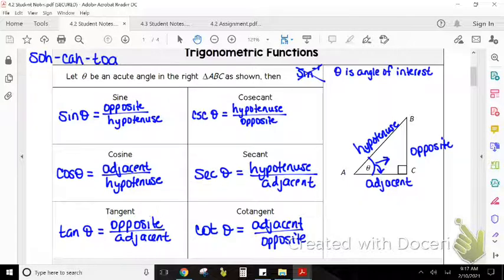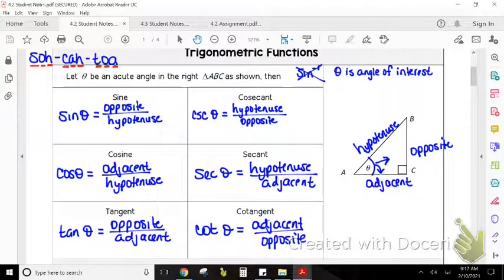So we can see that sine is opposite over hypotenuse, cosine, the C, is adjacent over hypotenuse, and tangent is opposite over adjacent. And then you just have to remember the reciprocal ones, meaning that we're just going to flip those fractions.